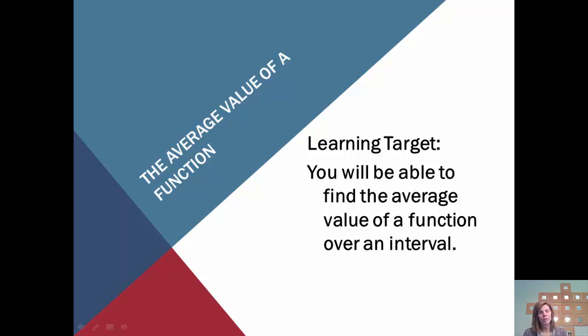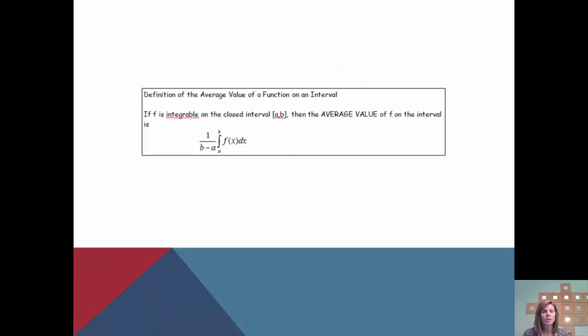Now that we are familiar with integrals, we can calculate average values of functions. So at the end of this lesson, you'll be able to find the average value of a function over an interval. Okay, so let's look at the definition of the average value of a function on an interval first.